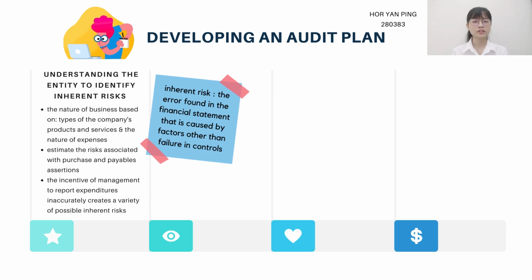Besides, knowing the entity's business environment also allows us to estimate the risk associated with purchase and payable accounts. The incentive of management to report expenditure inaccurately creates a variety of possible inherent risks. For example, a business may understate their expenses to get the targeted profit and disclose a high working capital level, and many transactions would cause an impact on all accounts. Therefore, the auditor must ensure that the company has effectively developed and implemented control over purchase and payable.